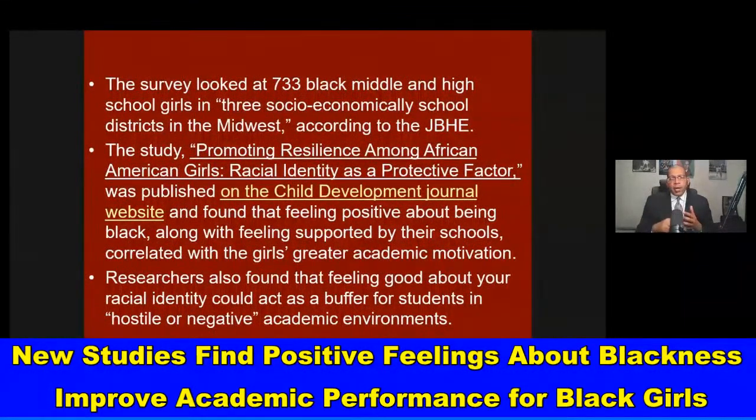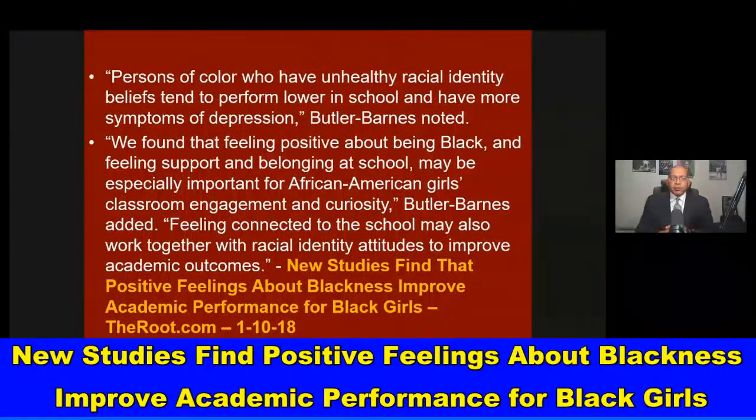along with feeling supported by their schools, correlated with the girls' greater academic motivation. Researchers also found that feeling good about your racial identity could act as a buffer for students in hostile or negative academic environments. Persons of color who have unhealthy racial identity beliefs tend to perform lower in school and have more symptoms of depression, end quote, Professor Sharita Butler Barnes noted.